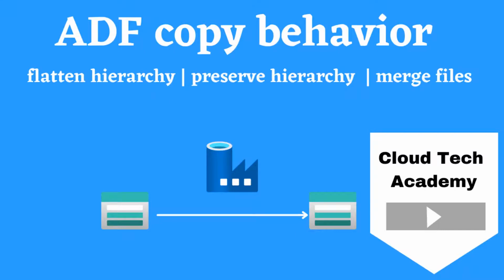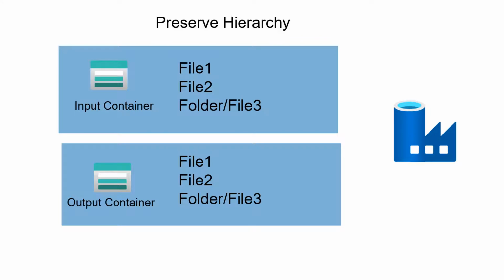Let's see what these are. Consider the scenario that you have three different files inside an input container and one of the files exists inside a folder. And if you are copying from one container to another container using the preserve hierarchy option, then the same hierarchy level will be maintained, which means the file will be copied along with the folder as well. This is the default hierarchy. In case we didn't specify any hierarchy, it will follow the preserve hierarchy method.